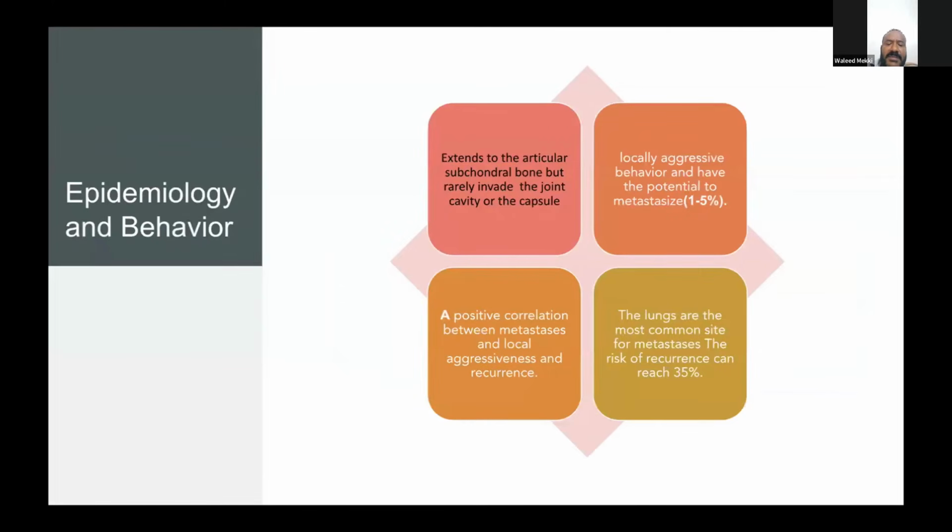Regarding behavior, giant cell tumors occur in the subchondral articular surface, but they rarely invade the joint cavity or the capsule. They are locally aggressive and have potential to metastasize in 1 to 5% of patients. There is a positive correlation between metastasis and local aggressiveness and recurrence. The lungs are the favorite site for metastasis, accounting for up to 35% of metastases.